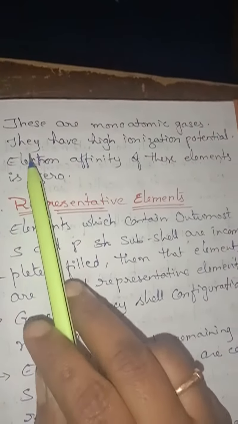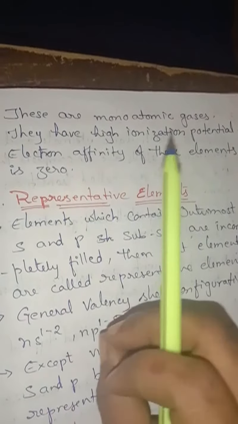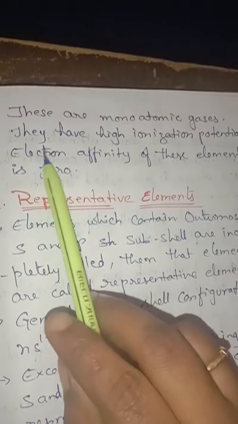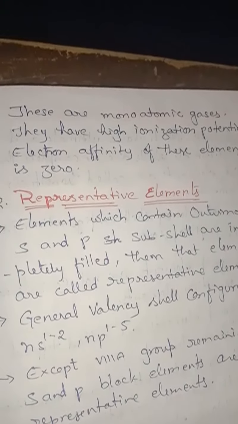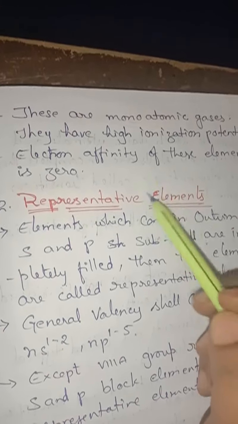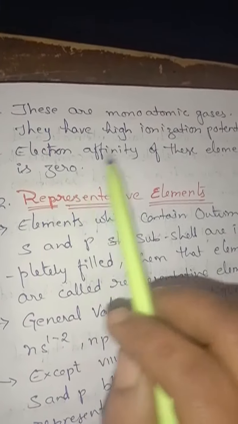And the next characteristics are they have high ionization potential and the electron affinity of this element is 0. That means they do not lose the electron or they do not gain the electron. Gaining of electron is nothing but electron affinity. Why? Because their outermost electronic configuration is completely filled, isn't it? So that is why they have high ionization potential and electron affinity is also 0.